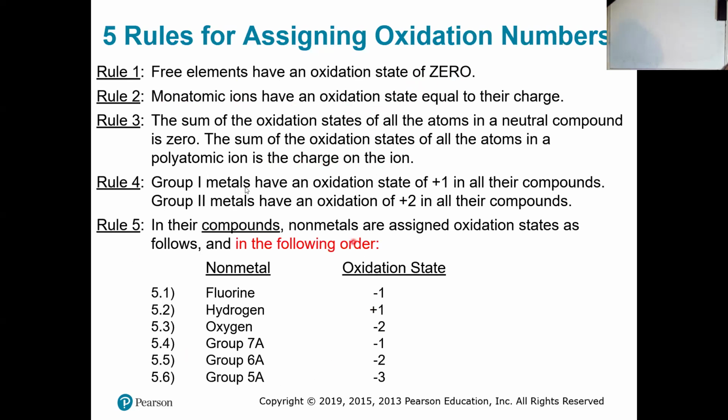After rule 3, the rest of these all deal with oxidation numbers for elements that are part of compounds. When you look at the oxidation states of different elements in a neutral compound, all of the oxidation numbers should add up to 0, just like the charges should add up to 0. If you're looking at a polyatomic ion, all of the oxidation states in the polyatomic ion should add up to the charge on that ion, again just like we were dealing with charges. So you see there's a lot of overlap between oxidation numbers and charges.